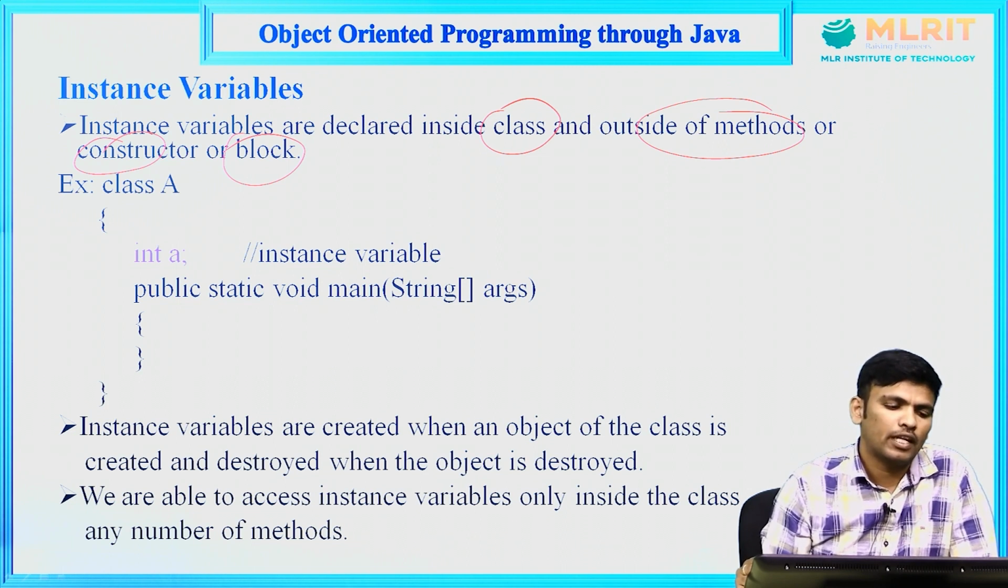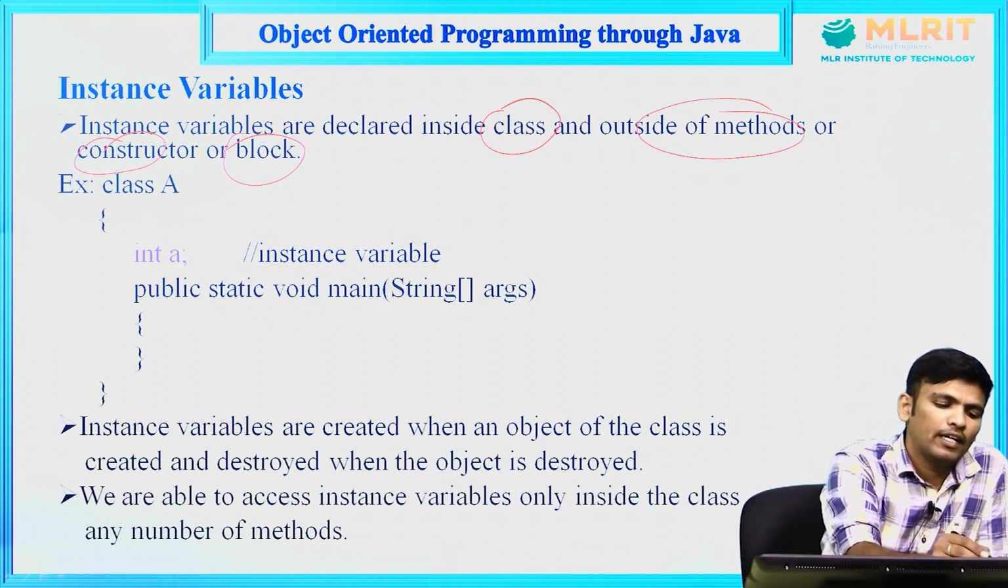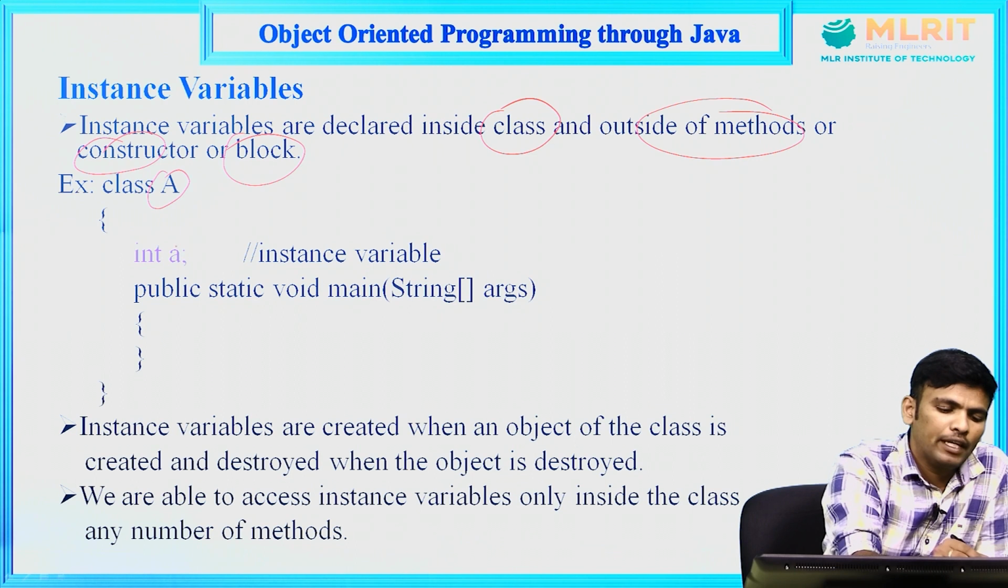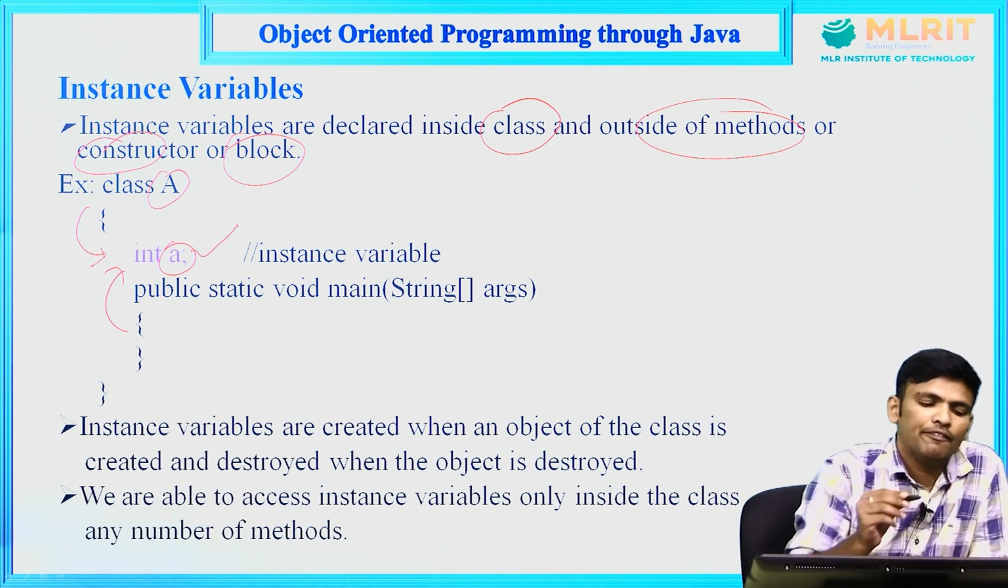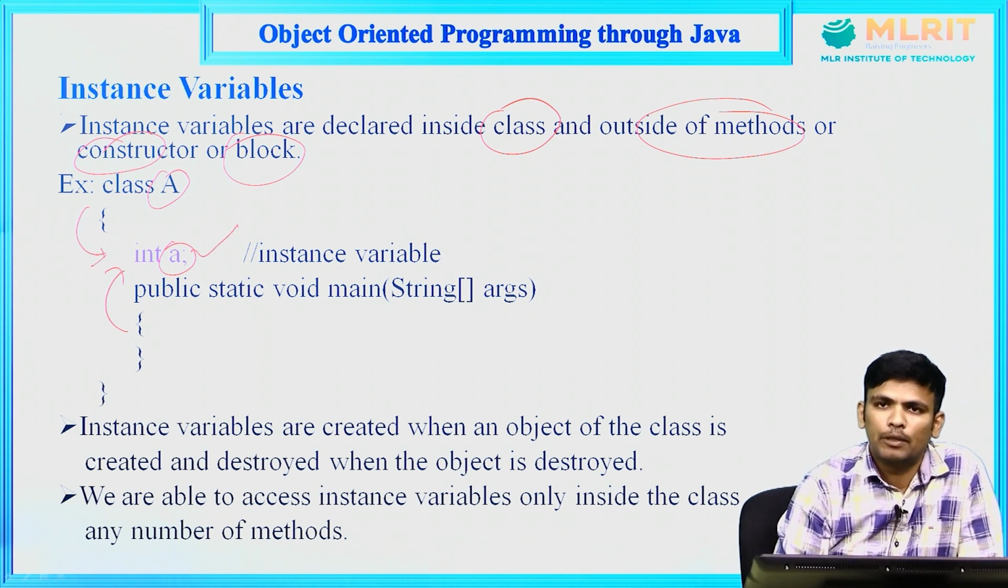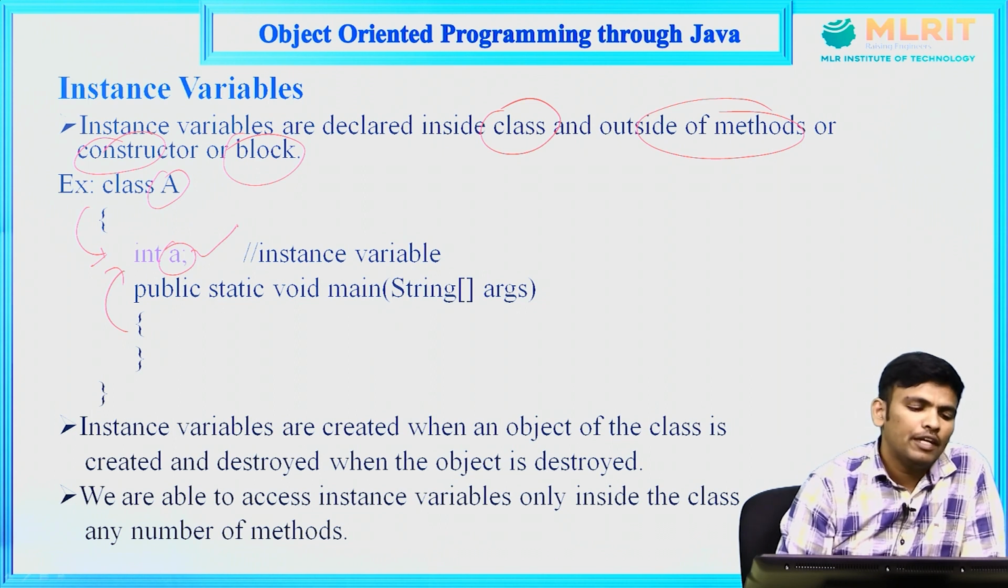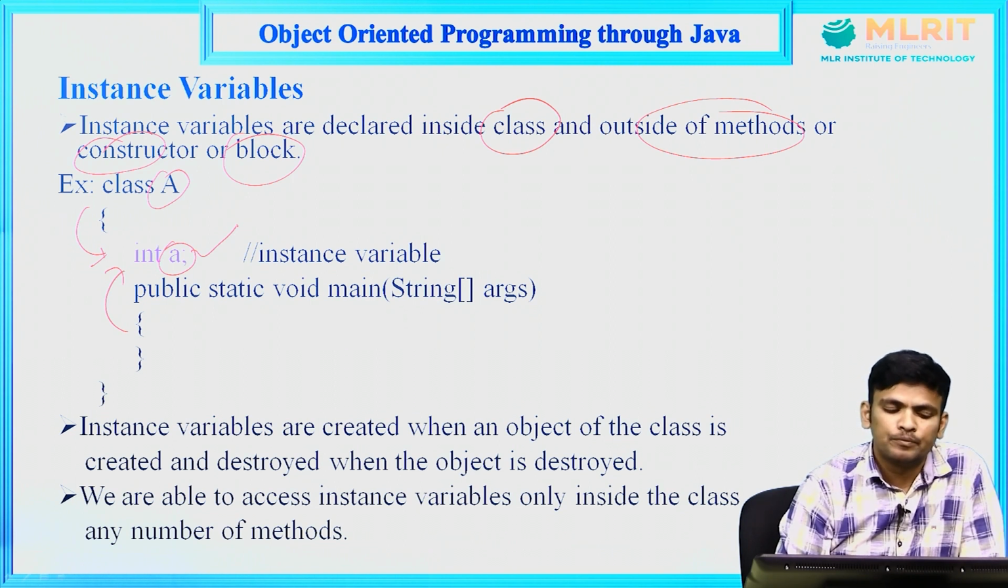Suppose you take an example. Here I have a class A, and in this class I declared a variable int a, and this variable is declared outside of the method and inside a class. So now we can say this variable a is an instance variable. Any variable declared inside a class and outside of the method is called an instance variable.